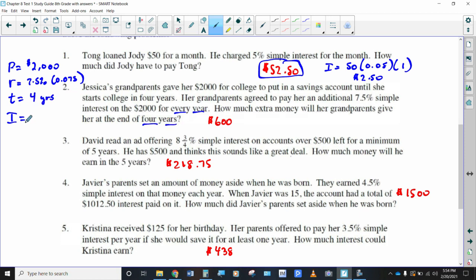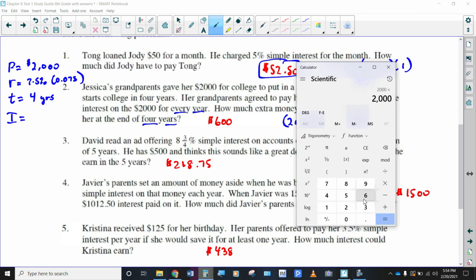And this is another one where we have to determine what the interest is and then decide what the question is asking. So we're going to take $2,000 times 7.5% for 4 years. So I'm going to start by figuring out what is 2,000 times 7.5%.